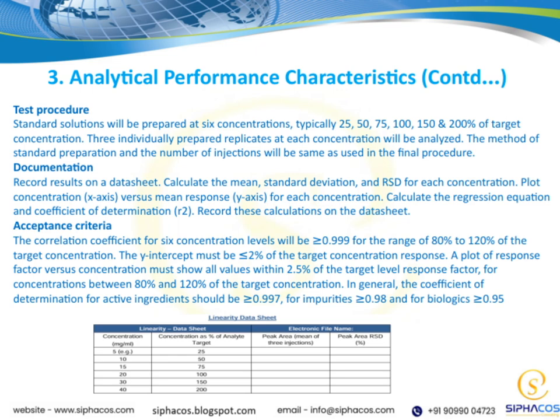For the overall performance, the coefficient of determination should be at least 0.997 for active ingredients, 0.98 for impurities, and 0.95 for biologics. These criteria help us confirm that our method is reliable, precise, and suitable for quality control and validation purposes across different types of compounds.